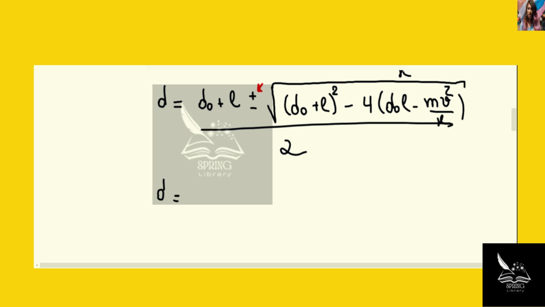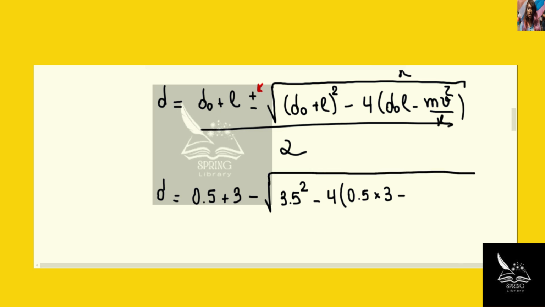So we have d is equal to d0, that's 0.5 feet, plus L, which is 3 feet, minus the square root of d0 plus L, that's 3.5 feet squared, minus 4 times d0, which is 0.5 feet times 3 feet, minus m, that's 2 pounds, times v squared, that's 15 feet per second squared, divided by k, and k is 14 pound force, and 1 pound force is 1 pound times 32.2 feet per second squared.